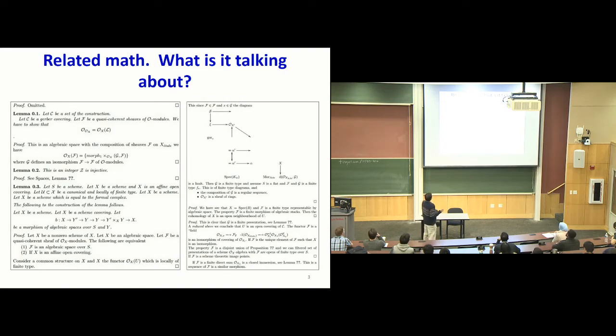Same thing. So here's some math that goes with that code. And can you guess where this comes from, right? Looks very authentic, doesn't it? I mean, complete with the crazy scripted characters. Let C be a Gerber covering. Let F be a quasi-coherent sheaf of O modules. We have to show that something.